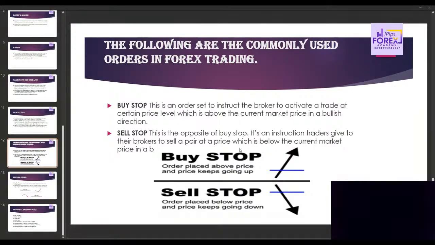Do you get that? So the first one we'll be talking about is buy stop and sell stop. Remember we said there are four, so they are split into two: buy stop and sell stop. That's two. Then the next two we will talk about in the next slide. Now read after me. This is an order set to instruct the broker to activate a trade at a certain price level, which is above the current market price in a bullish direction. You might want to ask me, what is bullish? It is in the last slide. We'll get there. Calm down.